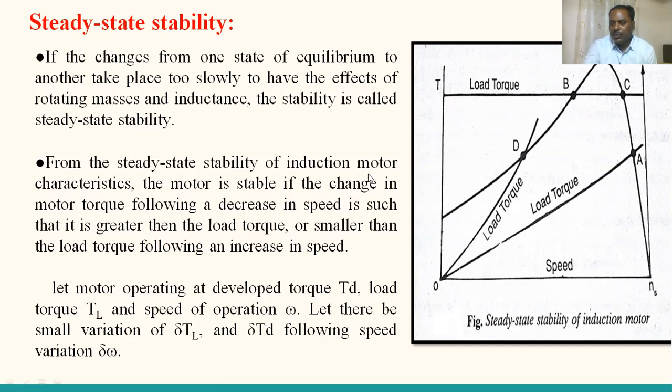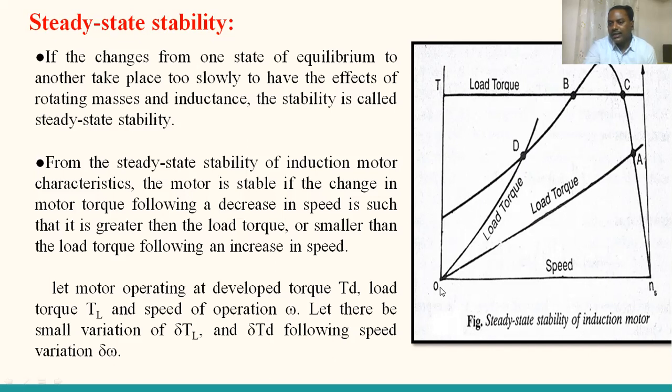For the induction motor stability characteristics, you see here, the motor is stable if changes in motor torque following a decrease in speed are greater than the load torque, or smaller than the load torque following an increase in speed. The speed is increasing from 0 to 100%. You see the motor developed torque is increasing to its maximum value and then decreasing.